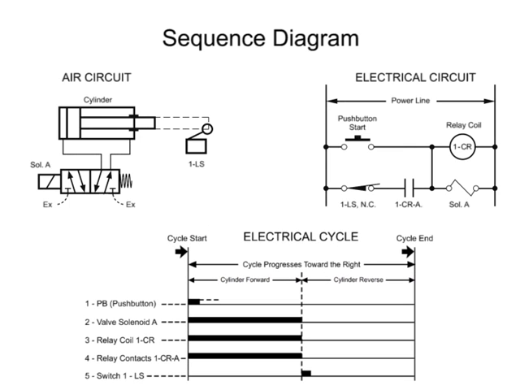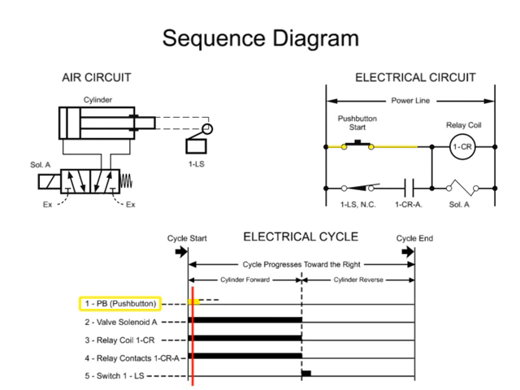This sequence diagram can be expressed with both a hydraulic schematic and an electrical wiring diagram. To start this cycle, the operator presses the push button. Line 1 on the sequence diagram indicates that the push button may be held down for a variable length of time, as indicated by both solid and dotted lines.